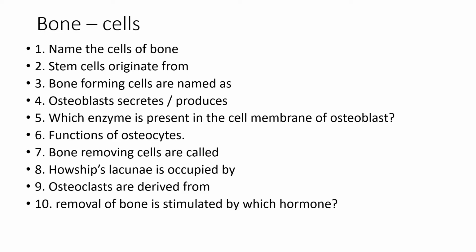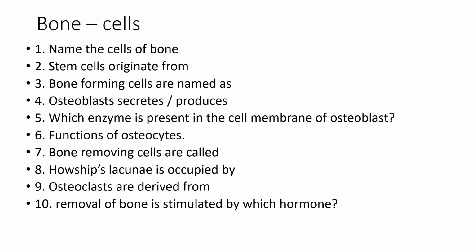Name the cells of the bone. I have given the answers at the back. I have already told you the cell names. What are the cells? Osteoblasts, osteoclasts, osteocytes, everything. Stem cells originate from there. Stem cells means mainly the other cells are coming from there, that is the osteoprogenitor cells. And bone forming cells are named as, what are the names of the cells?